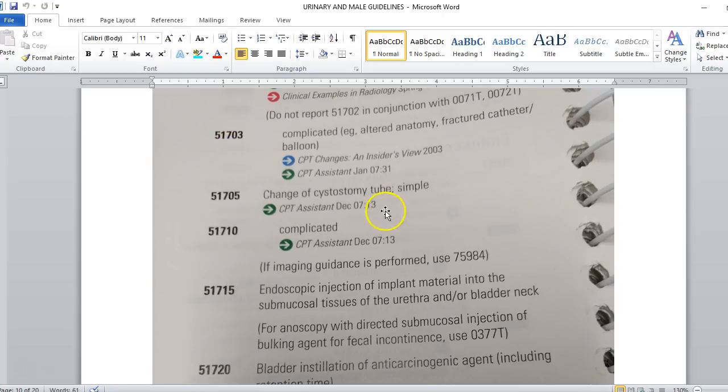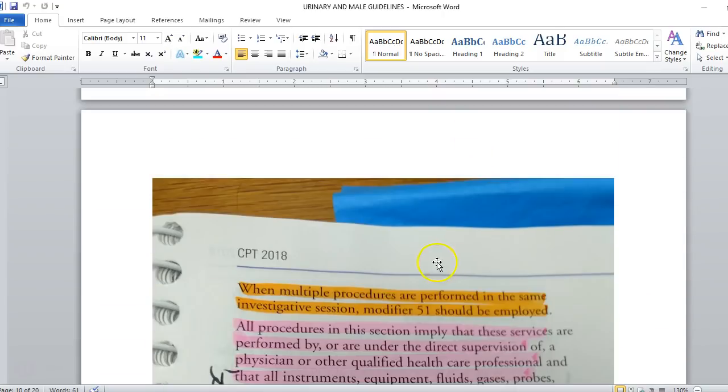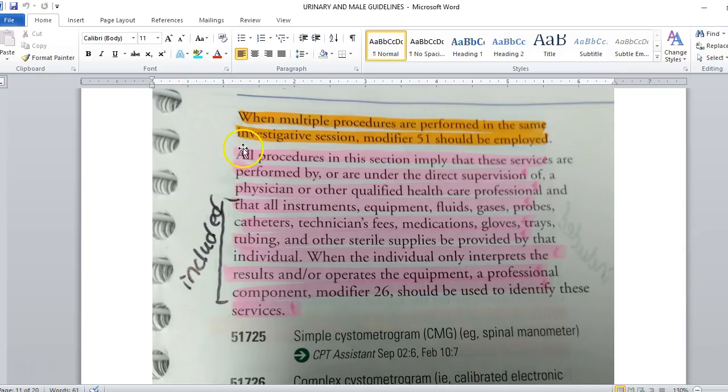Now, when we are looking at our urodynamics, they start on the bottom of page 350. We're looking at the flow of urine through the urinary system. It tells us the following: section 51725 to 51798 lists procedures that may be used separately or in many and varied combinations. So they're telling us a lot of these are going to be used together. When multiple procedures are performed in the same investigative session, modifier 51 should be employed.